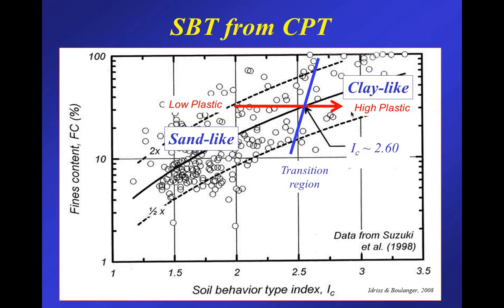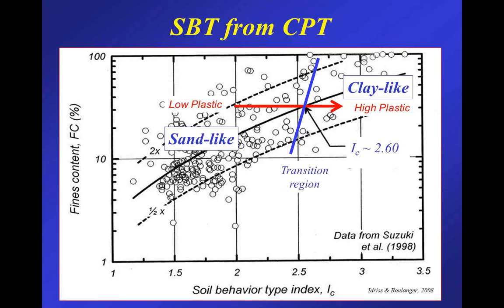And you can see that there is an approximate relationship that as the fines content increases, IC increases. In other words, as you move down the chart, typically the soils have increasing fines content. And here's this boundary of roughly 2.6, and you can see that you can have a soil that has an IC of approximately 2.6, but it may in fact have 100% fines content, but if the fines are non-plastic, it behaves more sand-like.